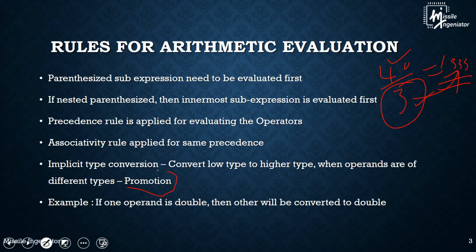Promotion is basically whenever there are two different types, like integer and float, you evaluate to the higher type, float. Or if there is a float and a double, then the result will be a double. Or if the values are double and long double, then again it's promoted to long double. This is what we call promotion.